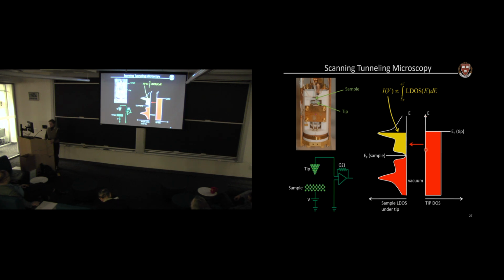And since we've chosen our tip to be boring, we can just pull this rectangle out of the integral, treat it as a constant, and the tunneling current is going to be proportional exactly to this integral under the density of states curve. And that tunneling current we measure is typically on the order of a few picoamps, which is like 10 to the 7 electrons per second.